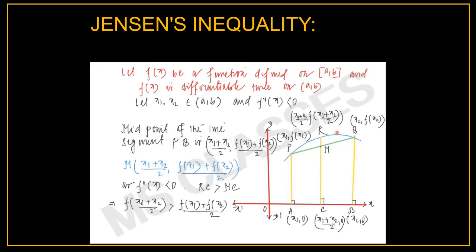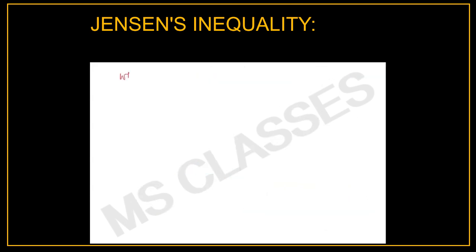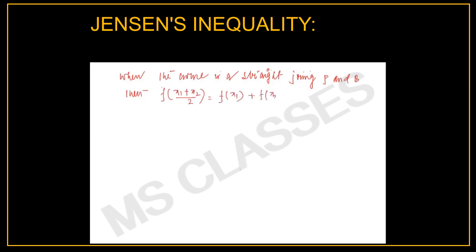Now with this we can say that when the curve is a straight line joining P, then f of (x1 plus x2)/2 equals (f of x1 plus f of x2)/2. So this is what we understood.